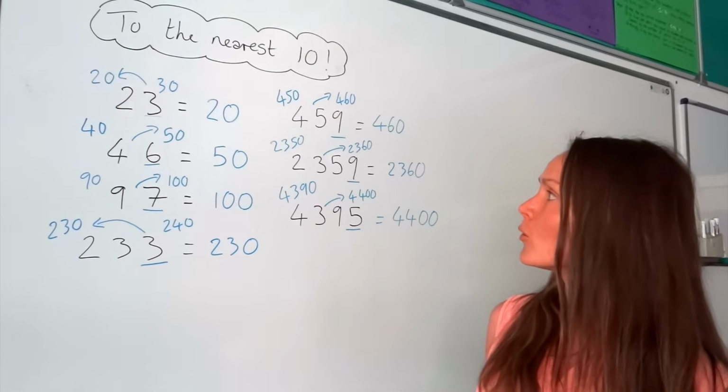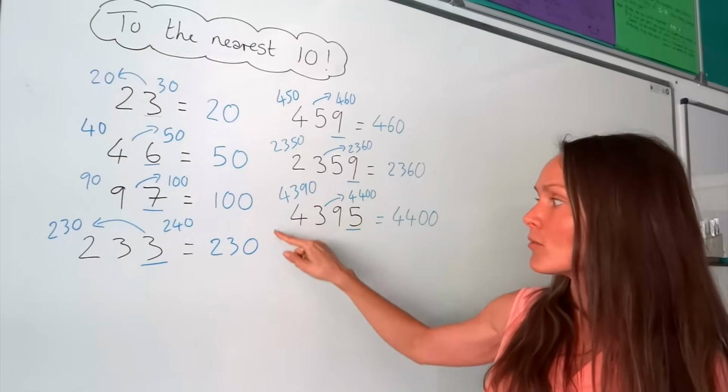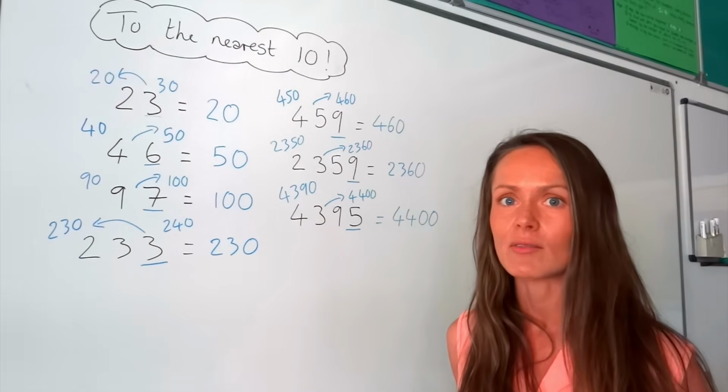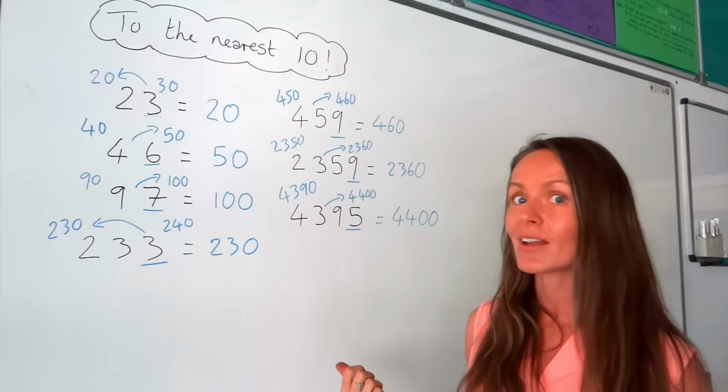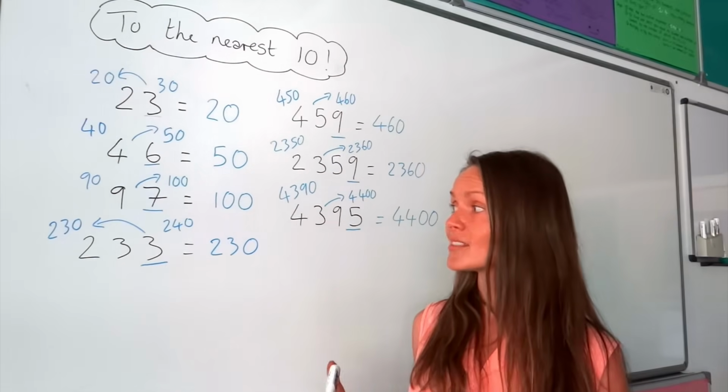So there's rounding to the nearest 10. Just look out, your last digit in the number is always going to be 0. So if for some reason your answer doesn't end in a 0, you know you've done it wrong. So go back and check. So that's rounding to the nearest 10. I hope you understand that now.